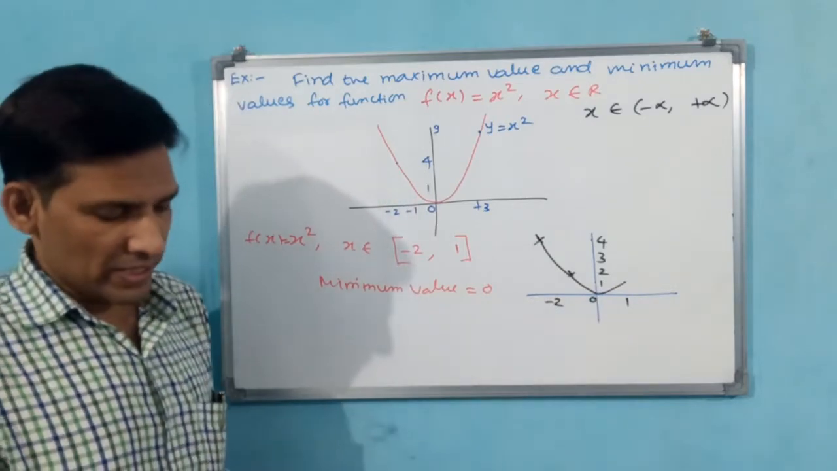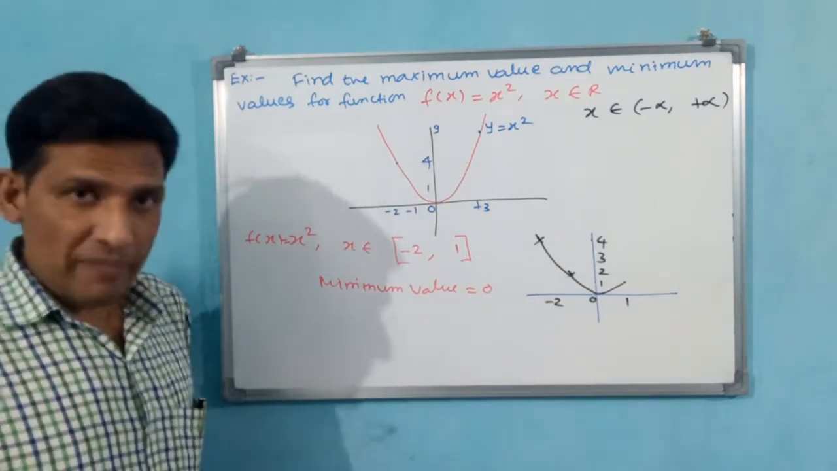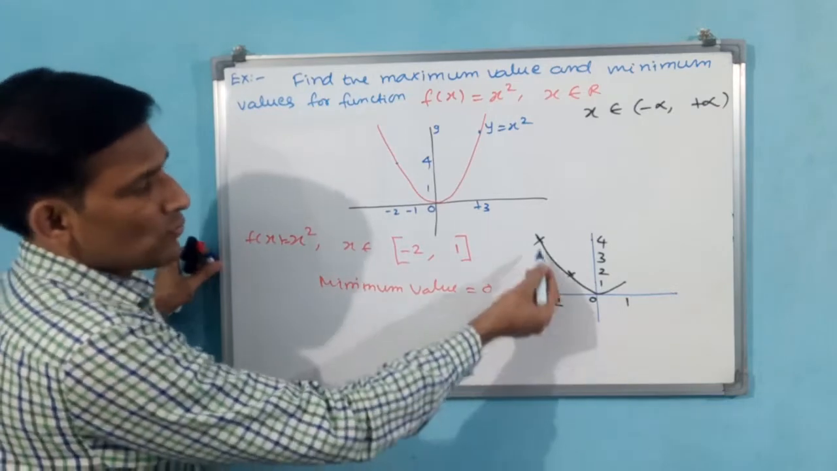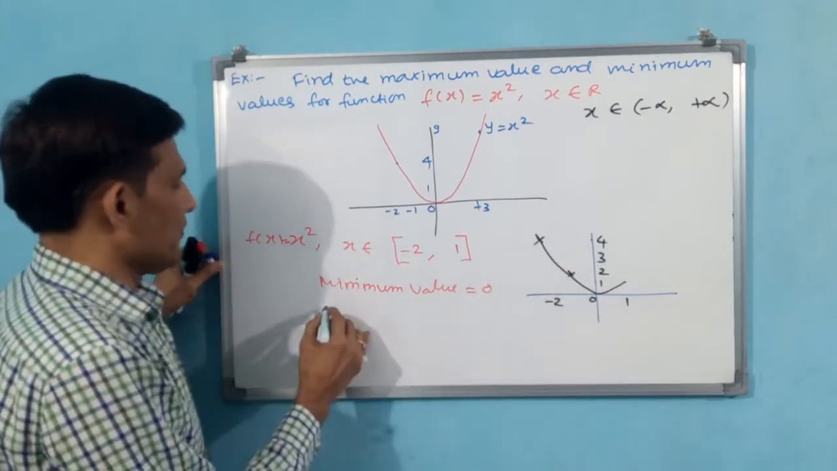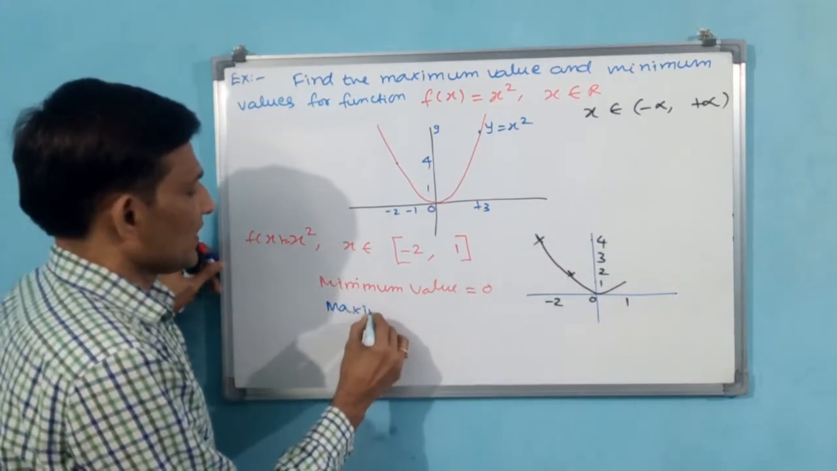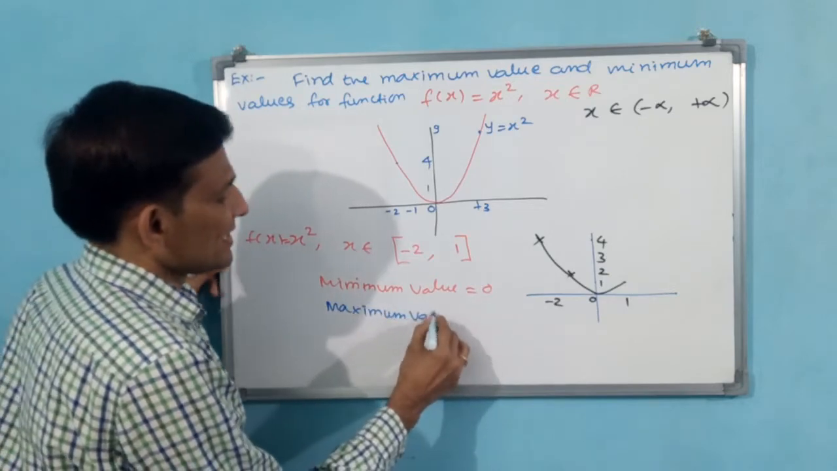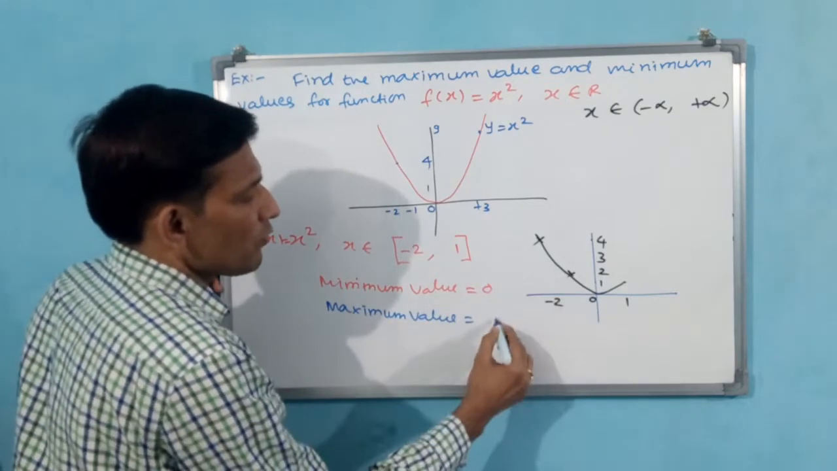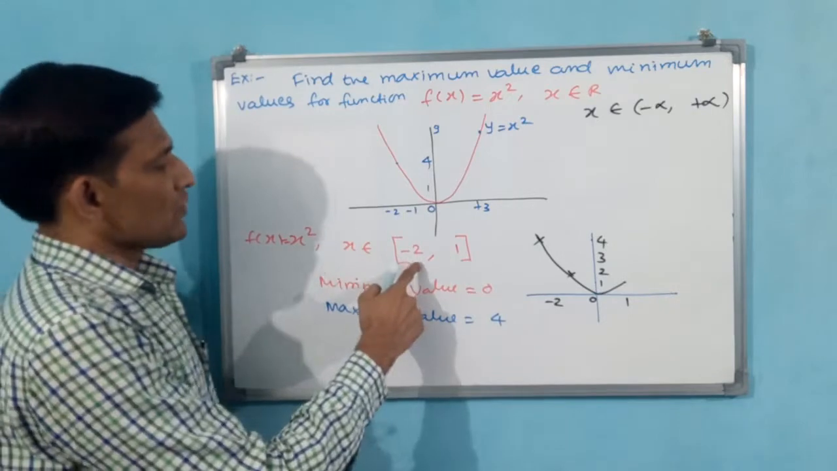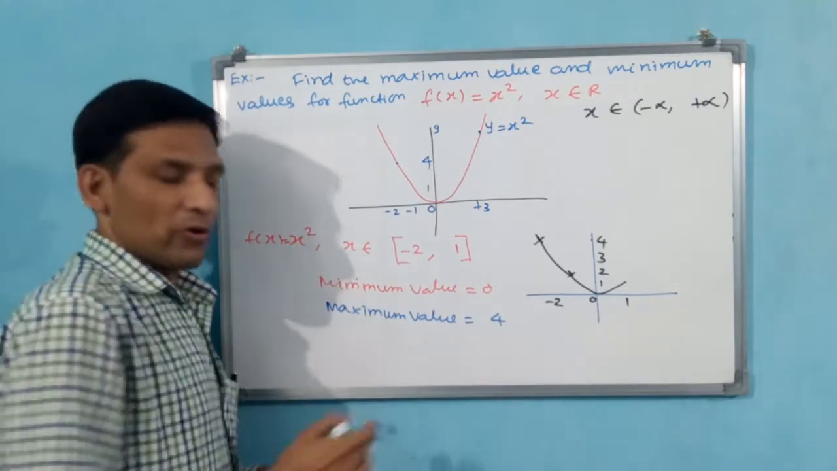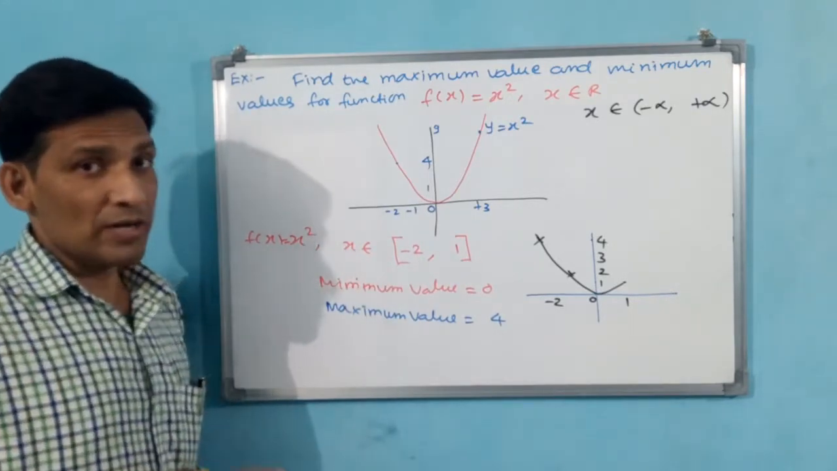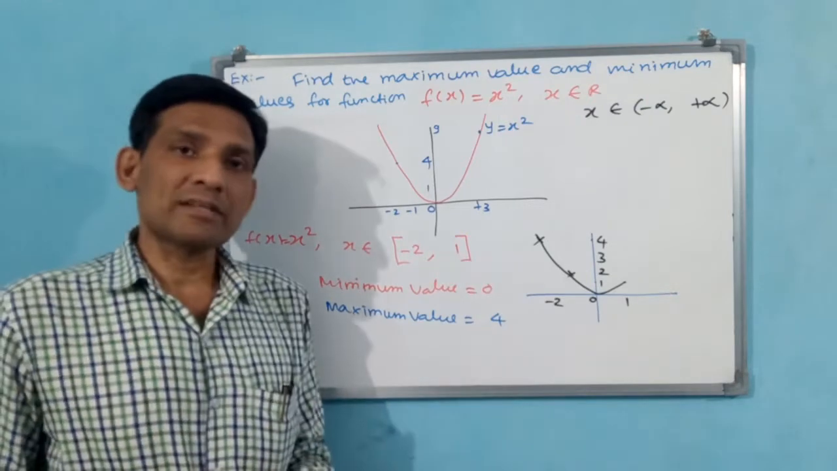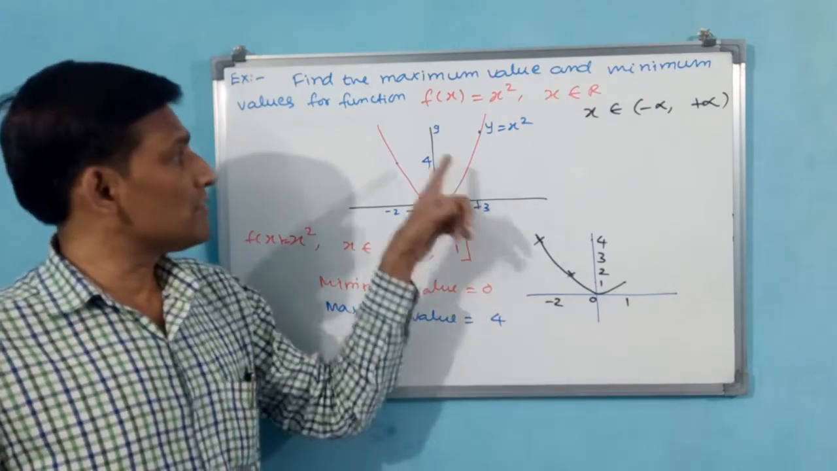Is there any maximum value? Definitely maximum value is there. At minus 2, plus 4 is the maximum value. Maximum value is equal to 4. Why? Because minus 2 square is going to give 4. Now you understand why maximum value has come in this one, but in the previous one maximum value did not come.